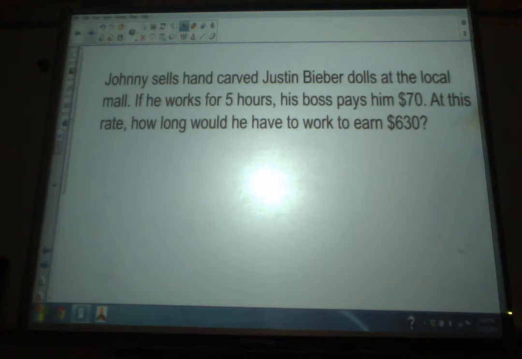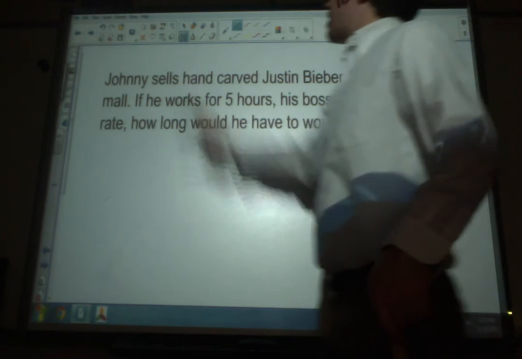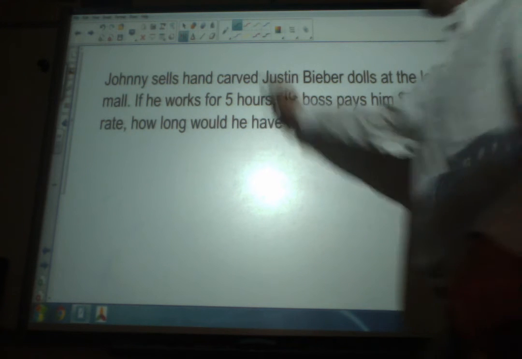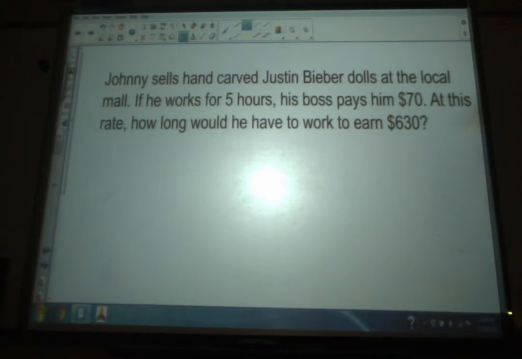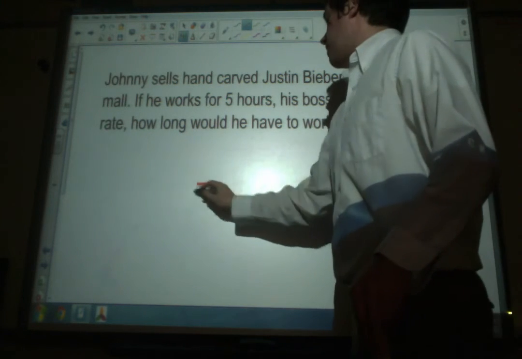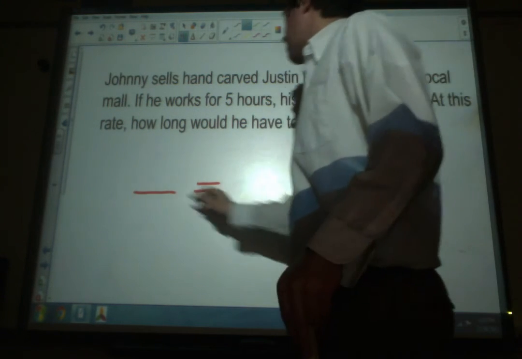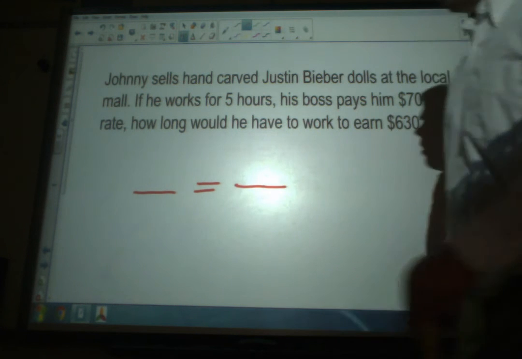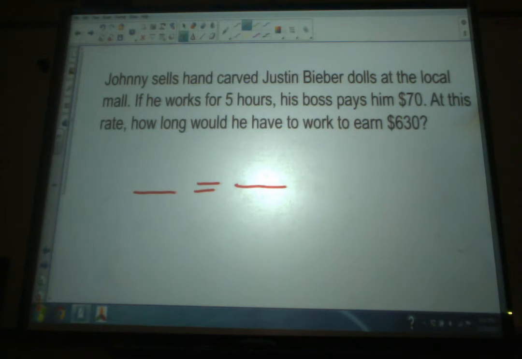Okay. Now, how do we set this up? The way you set up a direct proportion is this. You've got to put the same types of things above and below each other in the proportion. Here's what I mean by that. We know that a proportion is a rate or a ratio on one side, and a ratio on the other side. Okay?